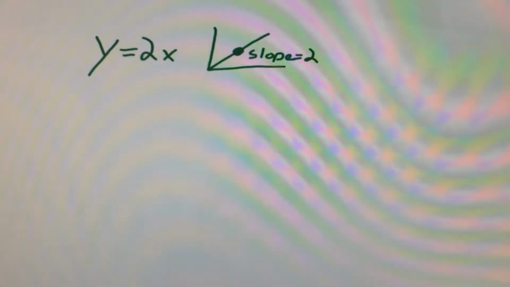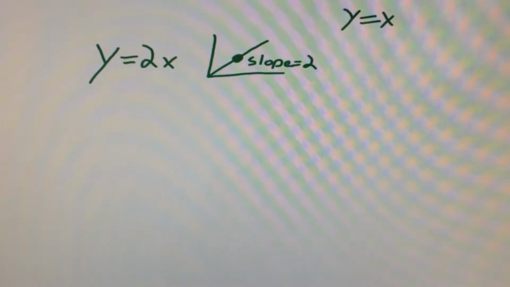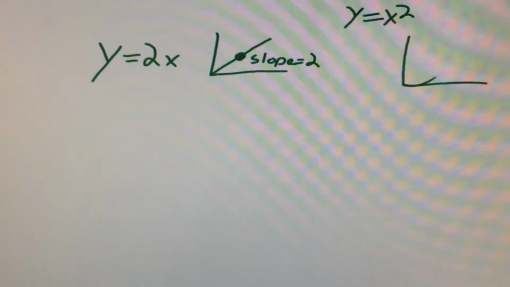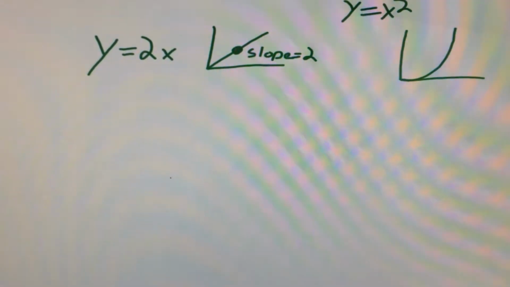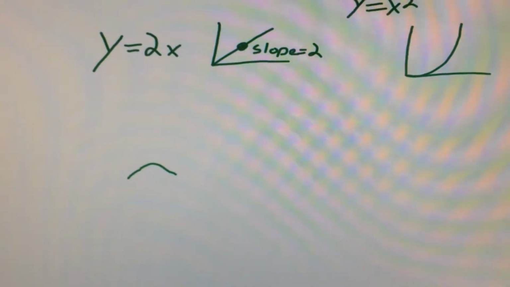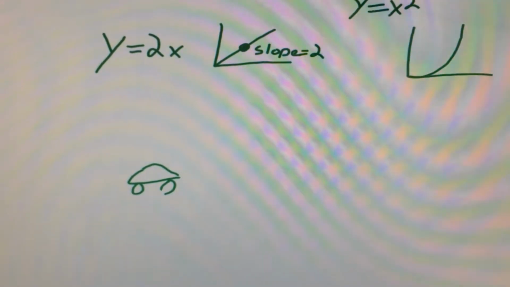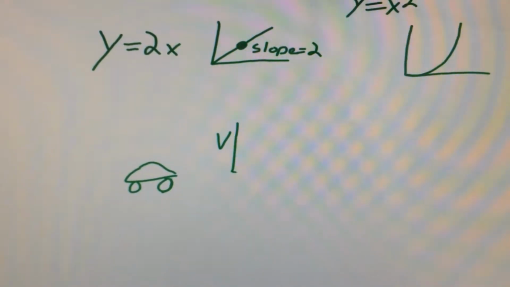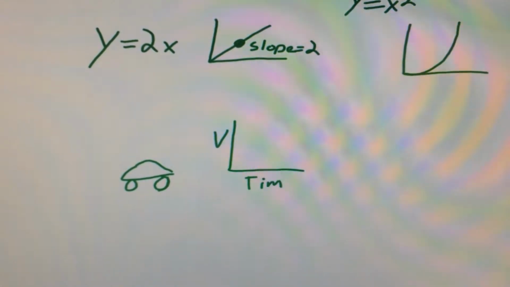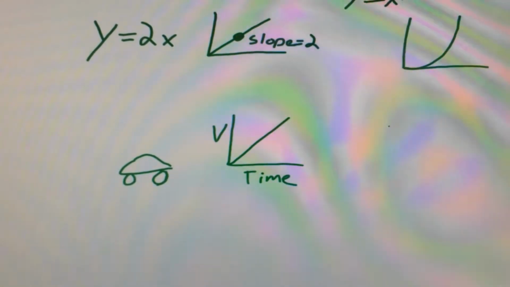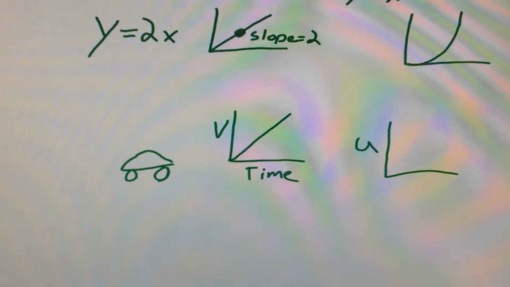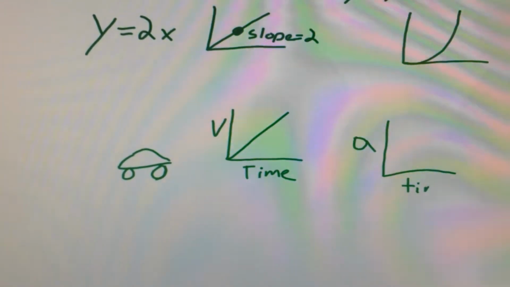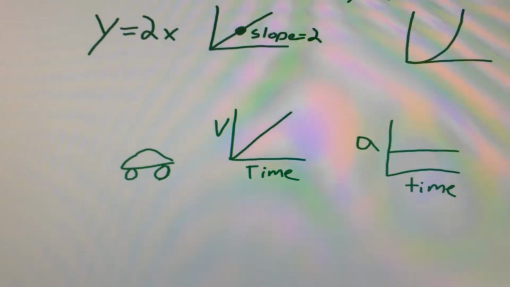It gets trickier when the slope of the line changes. For instance, if the line was y equals x squared. For a real-world example, what if we were to graph the velocity of a car driving along a road? Now, as the velocity changes, the car is accelerating. The acceleration is the derivative of velocity.